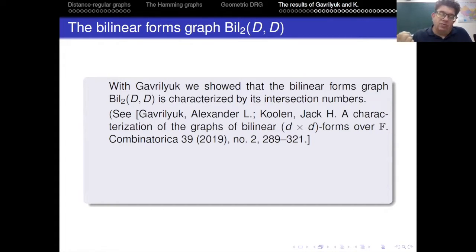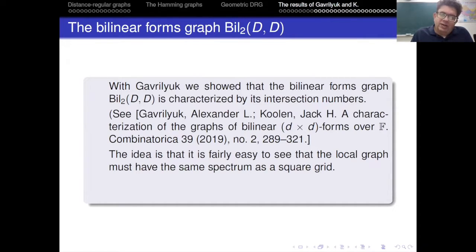That means we look at CF2 and the bilinear forms of D by D, that are matrices of D plus 3, and you look at D times D matrices over CF2, and you say that 2 of those matrices are adjacent if the difference of the 2 matrices has rank 1. So with Gavrilyuk, we show that the bilinear forms graph built to DD is characterized by its intersection numbers, and that is in this paper in Combinatorica 2019. The proof is fairly easy.